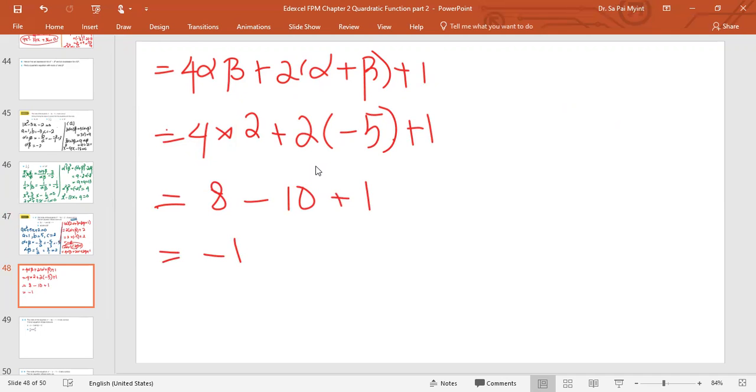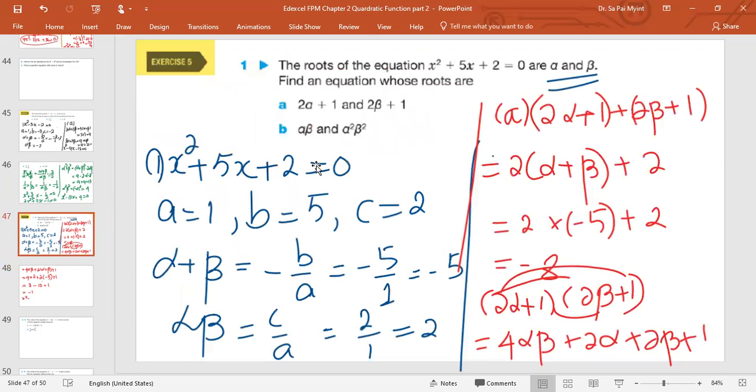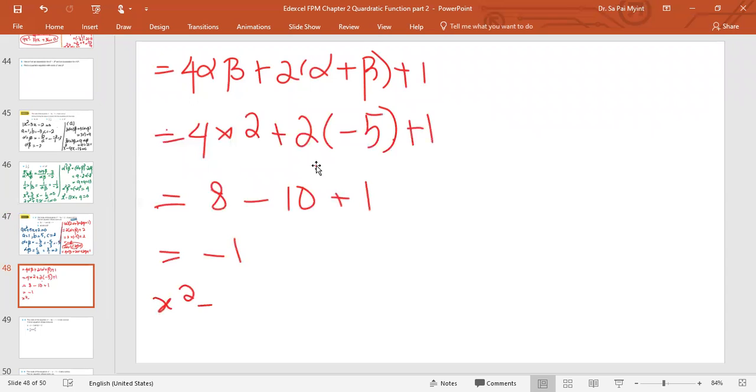So you can write the equation now. x squared minus the sum of the roots. What do you get? The sum of the roots is minus 8. So you can write minus minus, plus 8x.